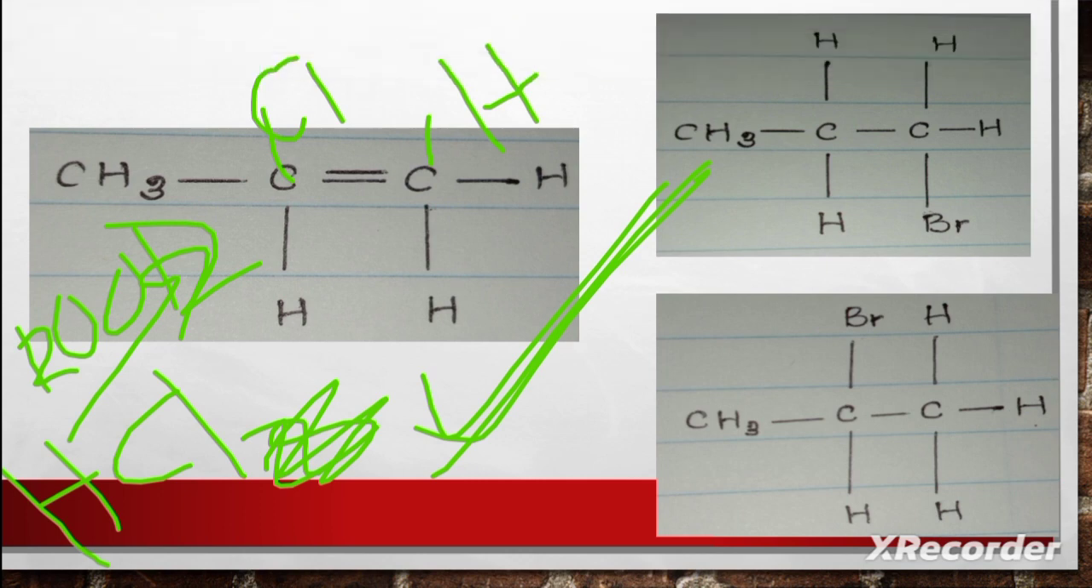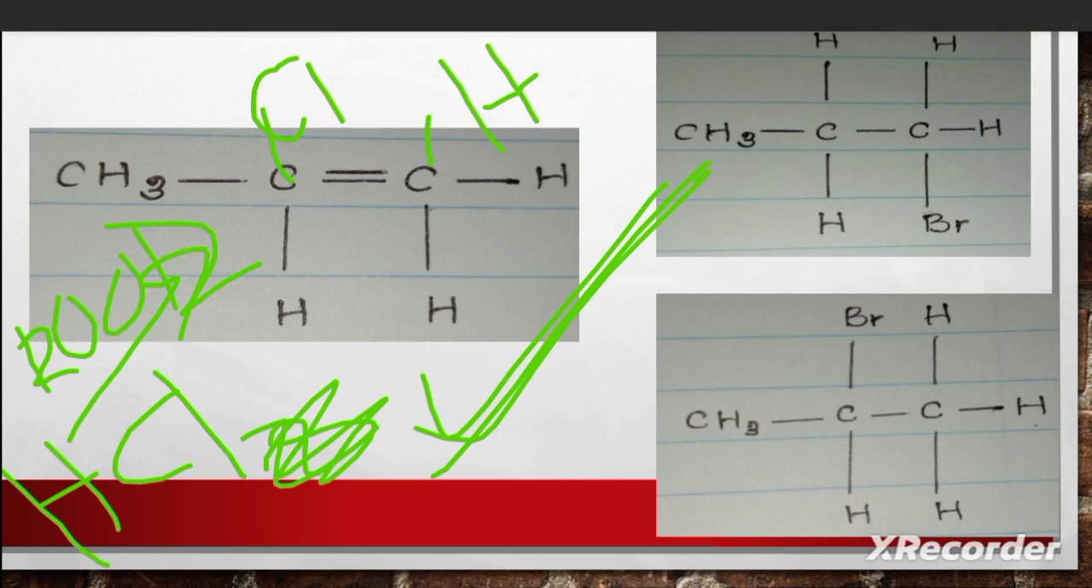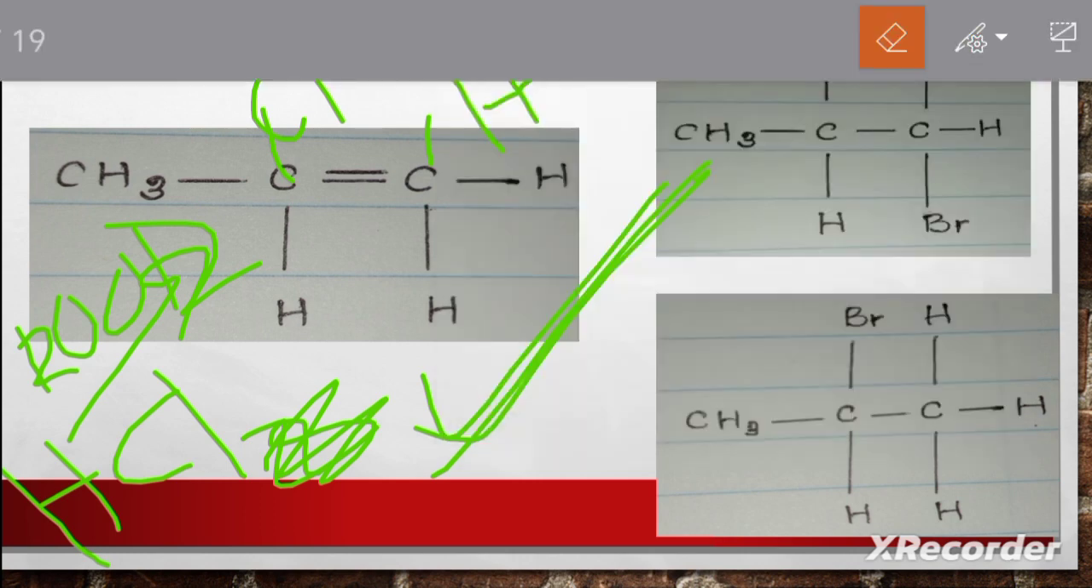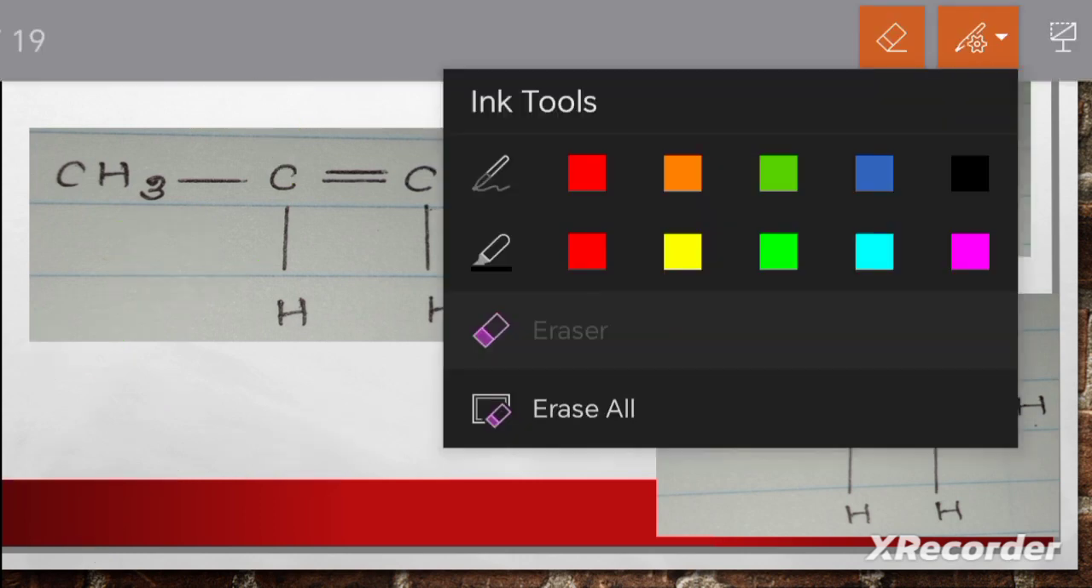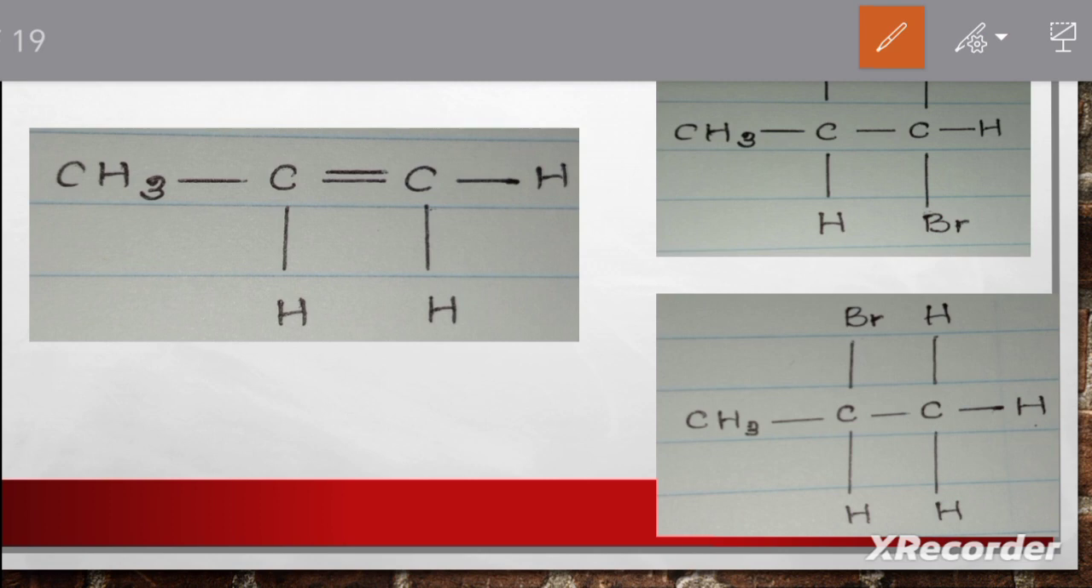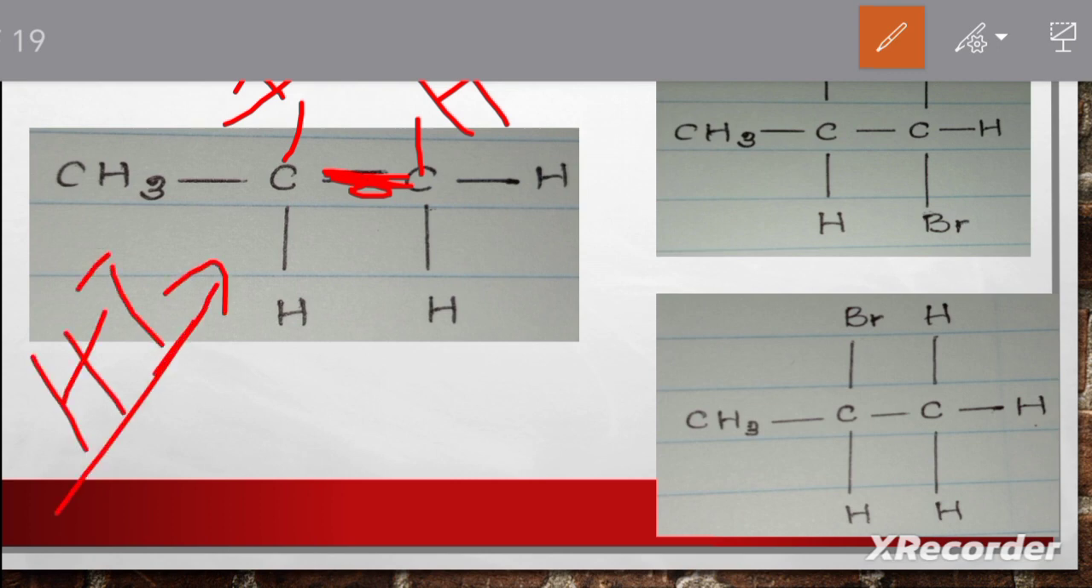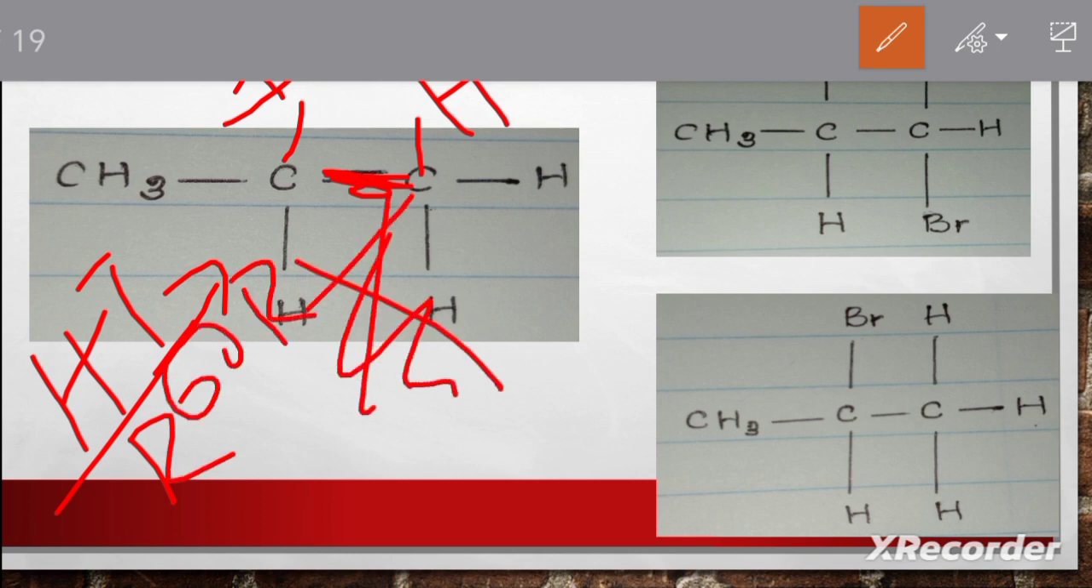Same for hydrogen iodide. If you want to add HI here, this double bond breaks into a single bond. Hydrogen goes to the place with higher number of hydrogen and iodine joins to here. If you add hydrogen iodide in the peroxide medium, there is no change in the result. The result will be the same.